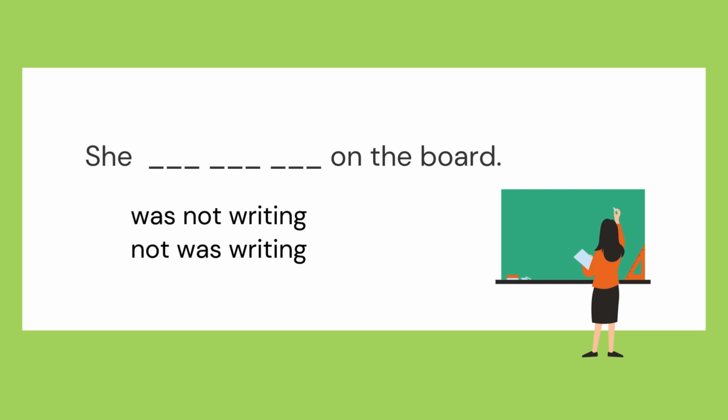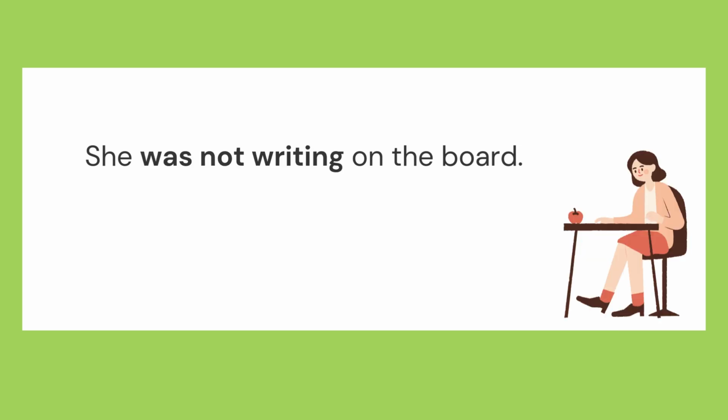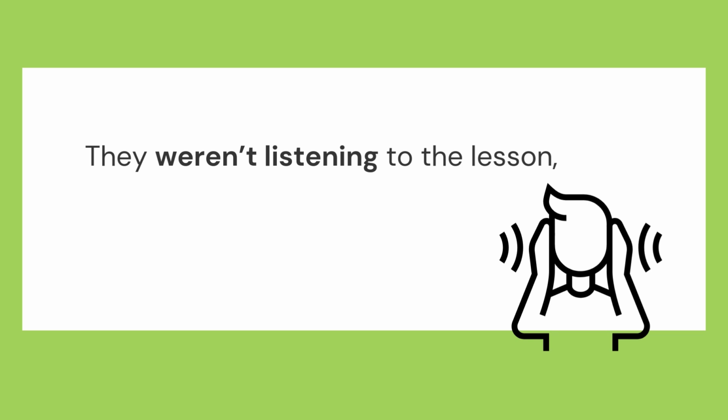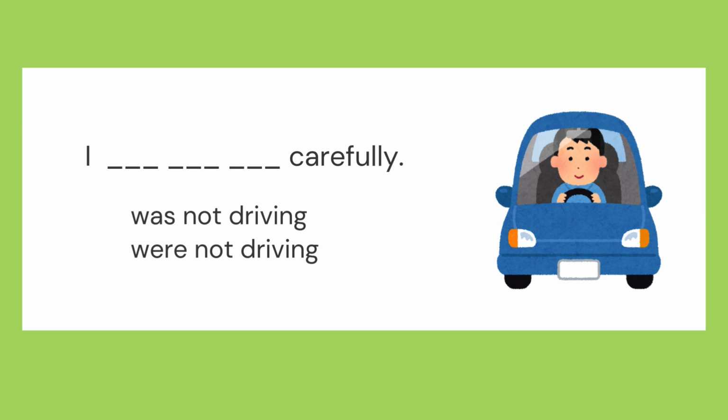So let's practice. She was not writing on the board, or she not was writing on the board. No, not must come between the two verbs. She was not writing on the board. They wasn't listening to the lesson, or they weren't listening to the lesson. They weren't listening to the lesson. Now this one you can do.